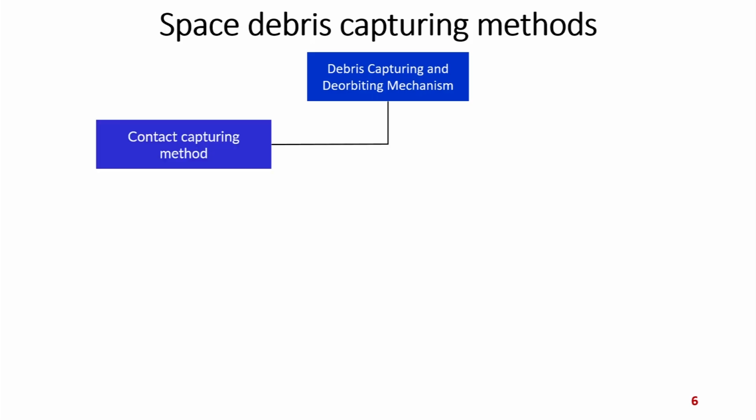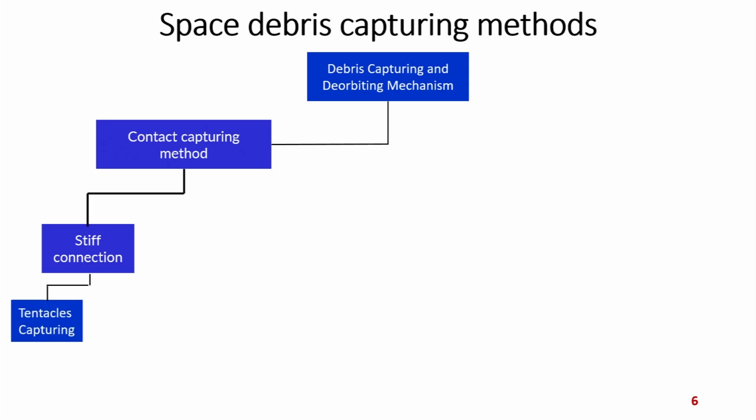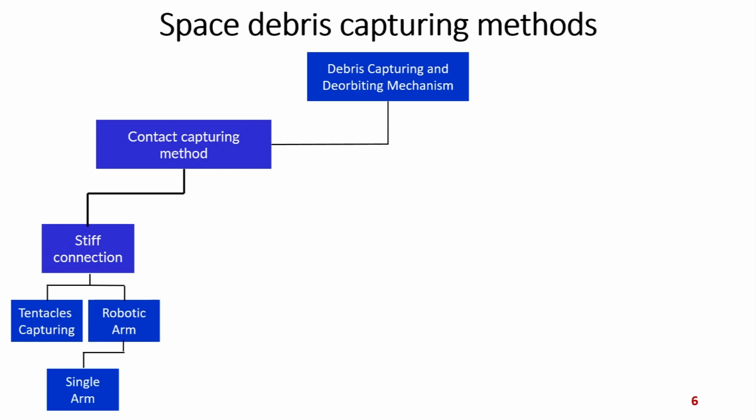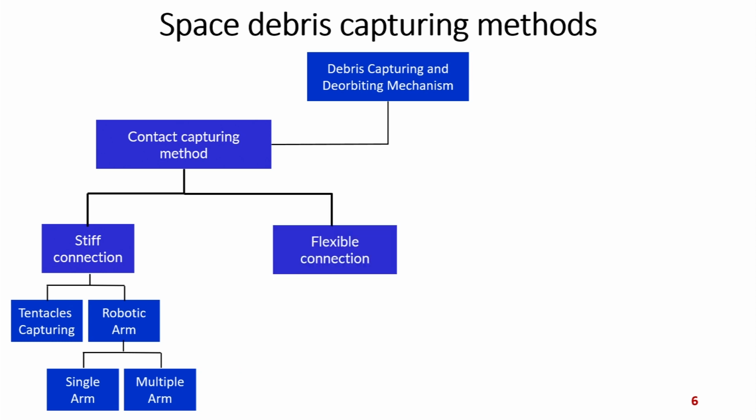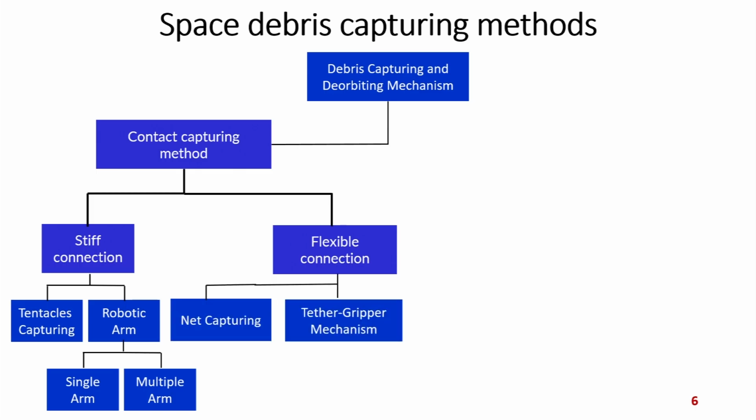So, the first one is the contact capturing method. One is the stiff connection. Under stiff connection it can be tentacles capturing, we will see what the tentacles are. Then it can be a robotic arm, which can be a single arm or multiple arms. The other method is flexible connection. Under flexible connection we will see net capturing, then the tether gripper mechanism, and the third one is harpoon capturing. So, this is all about the different types of contact capturing methods.